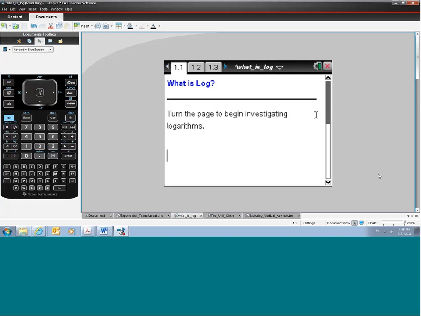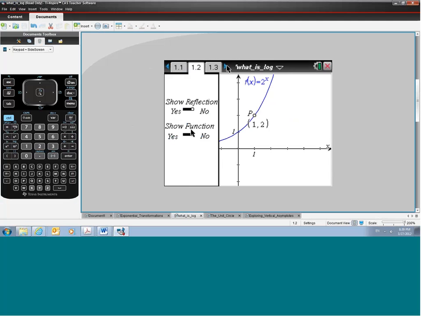Moving on. Next activity, what is log? Log is one of those really hard to teach and hard to understand concepts for a lot of students because it's such a weird function. And this is an exploration that helps students at least grab, make guesses, and try to figure out what's going on. So let's take a look at this. We've got an activity. We've got a function there, 2 to the x.